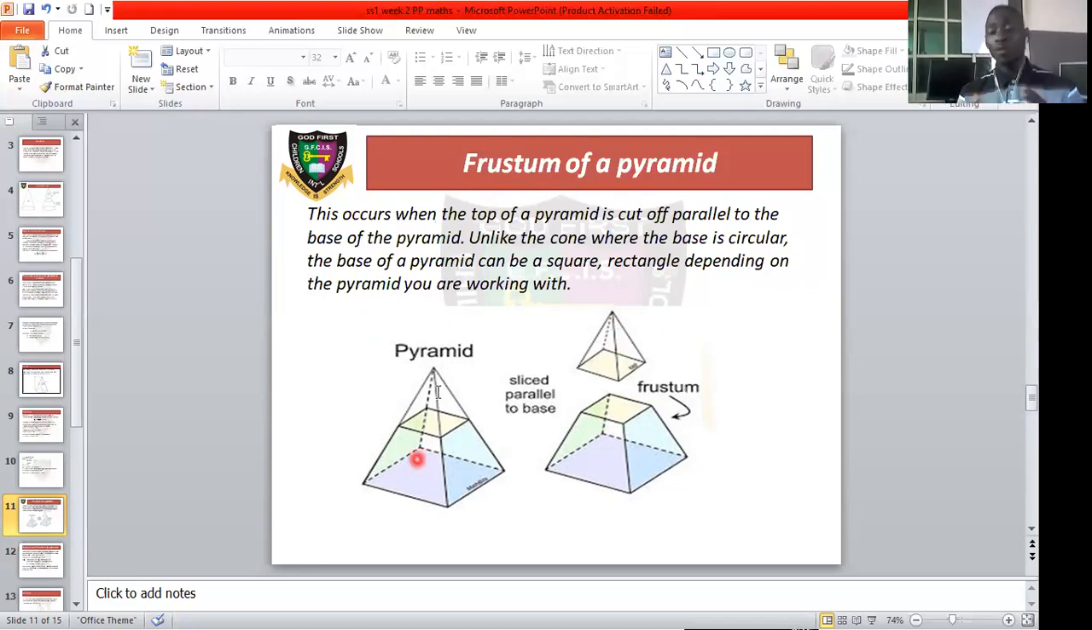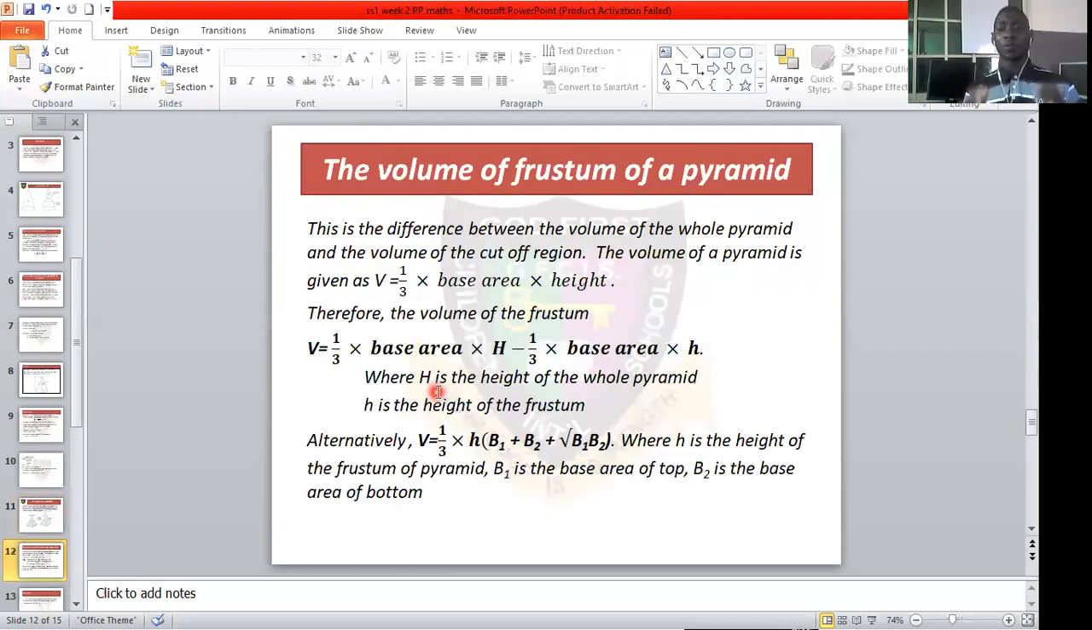To calculate the volume of the frustum of a pyramid, it is as easy as that of the cone. You calculate the volume of the whole pyramid and subtract the volume of the smaller pyramid cut off, and it will give you the volume of the frustum. You subtract the volume of the smaller pyramid, which is 1/3 times base area times height, from the larger pyramid, which is also 1/3 times base area times height.